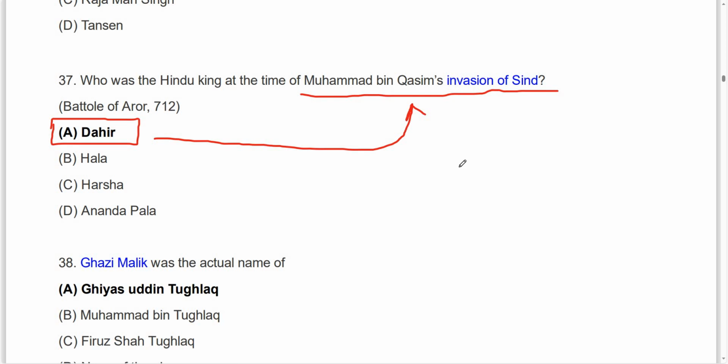The Arab conquest of Sindh, actually, is what it is known as. So who was the Hindu king? Dahir was the Hindu king at the time of Muhammad bin Qasim's invasion of Sindh. Battle of Aror, 712 AD.